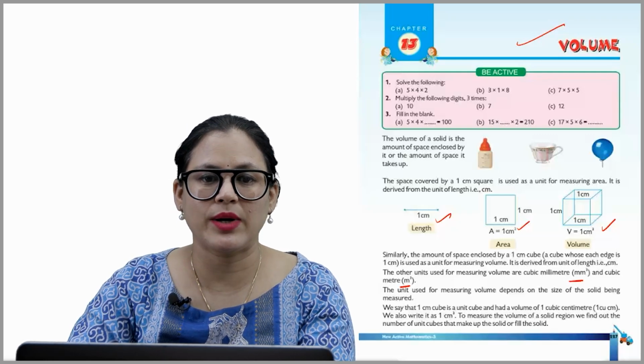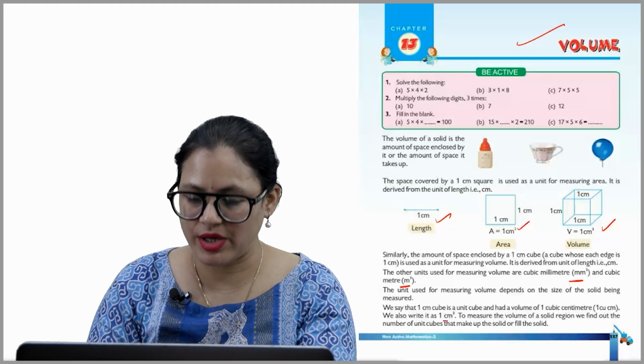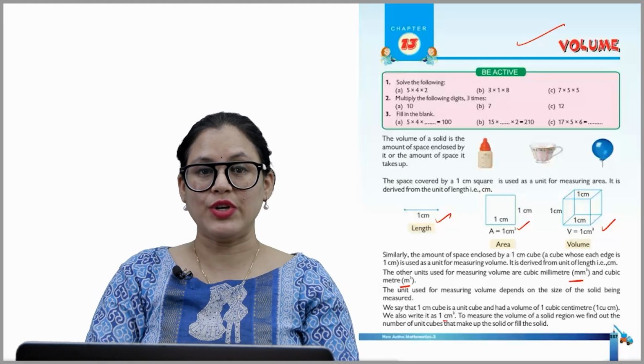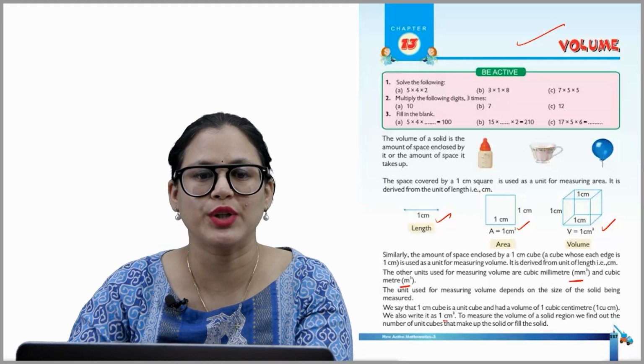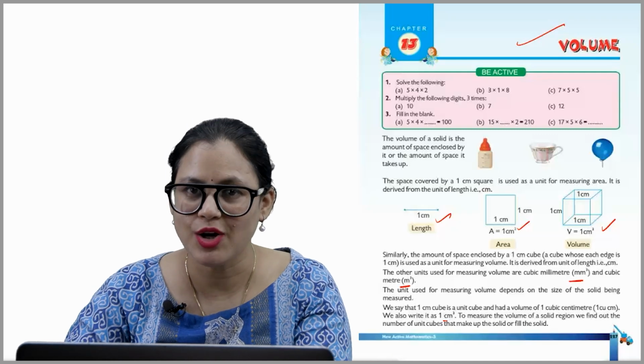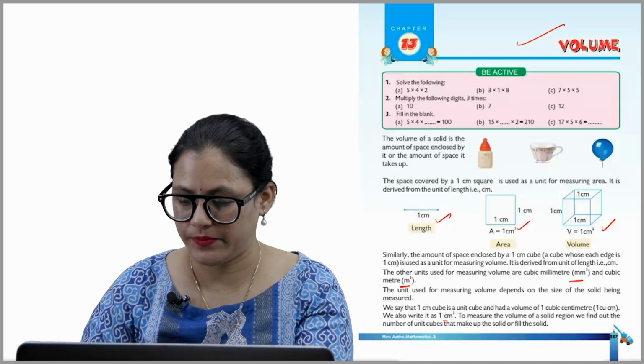We also write it as 1 centimeter cube like this. To measure the volume of a solid region, we find out the number of unit cubes that make up the solid or fill the solid.